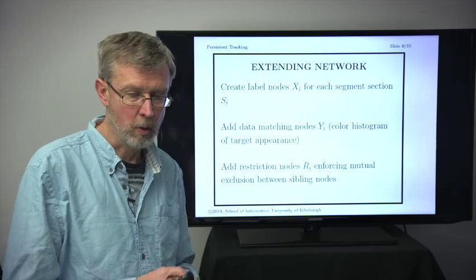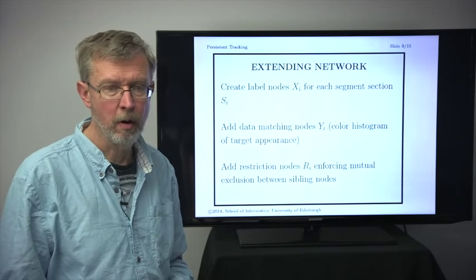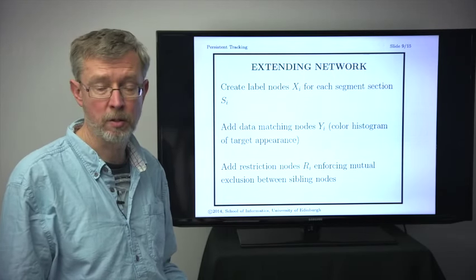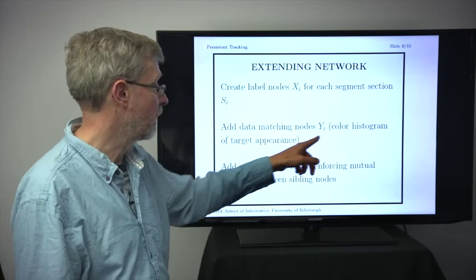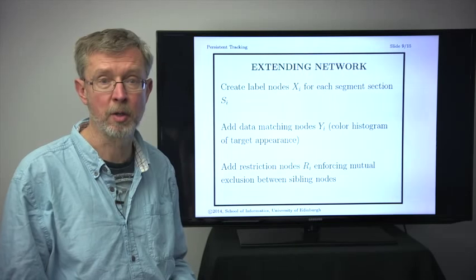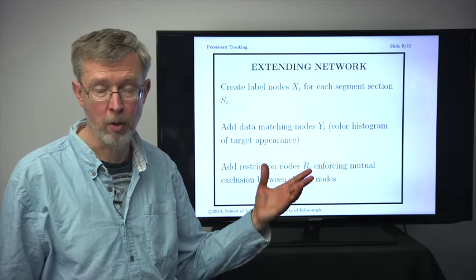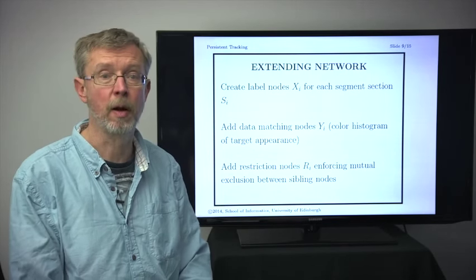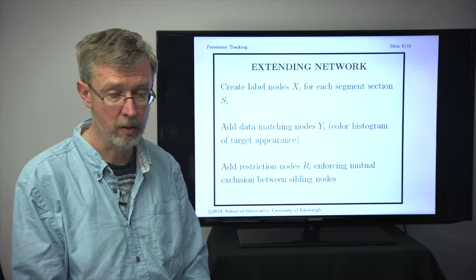Right, so let's go back to our network. So we have our label nodes for each of the segments, and we're going to extend that with two other kinds of nodes. The first one is a data matching node. That's called the Y node, and that's where we do our histogram matching. We want to estimate the probability that the currently observed histogram for a new segment matches one of the histograms from one of the previous segments, one of the different identities.